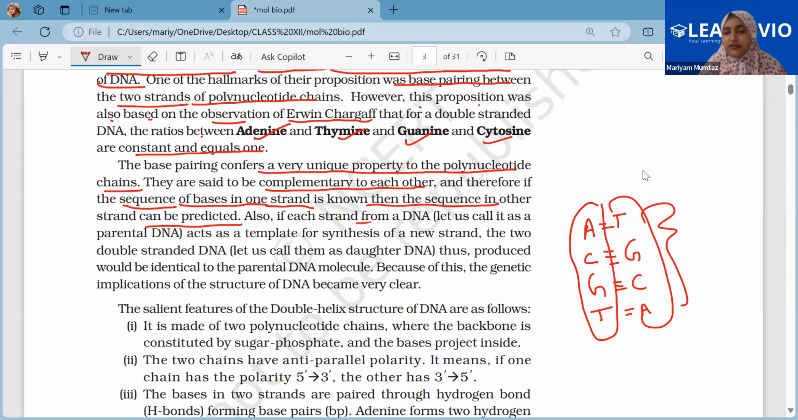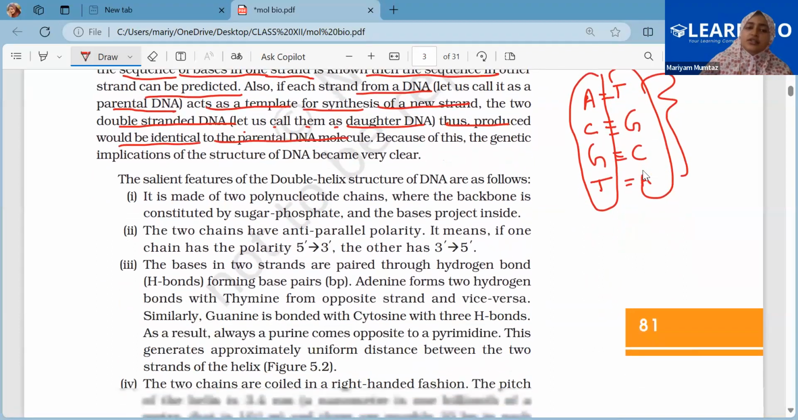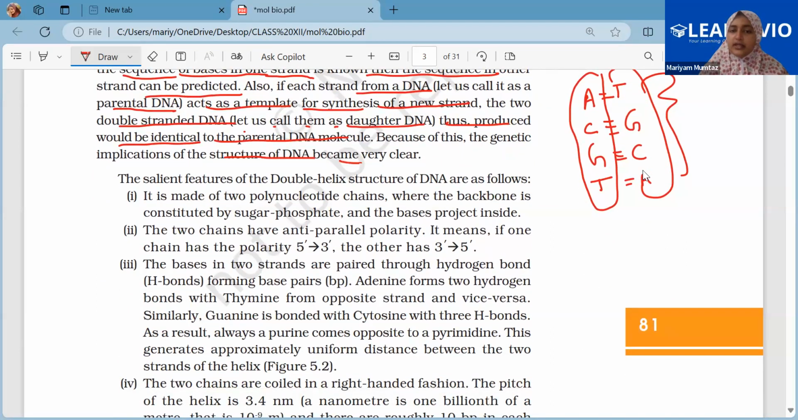Also, if each strand from a DNA, let us call it the parental DNA, acts as a template for the synthesis of a new strand, the two double-stranded DNA, let us call them daughter DNA, thus produced would be identical to the parental DNA molecule, because we know that DNA is a double-stranded molecule. Now, when this opens, each strand will act like a parental or template DNA, according to which a new DNA strand will be formed. Because of this, the genetic implications of the structure of DNA became very clear.